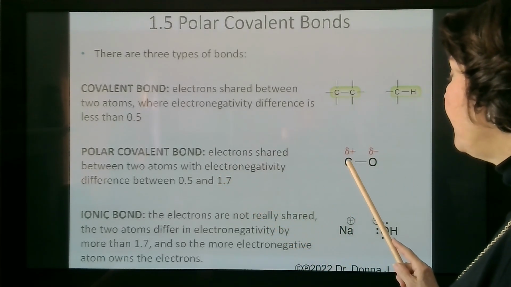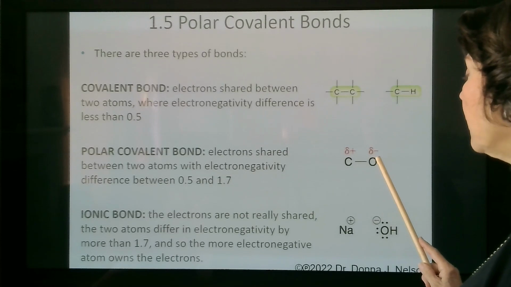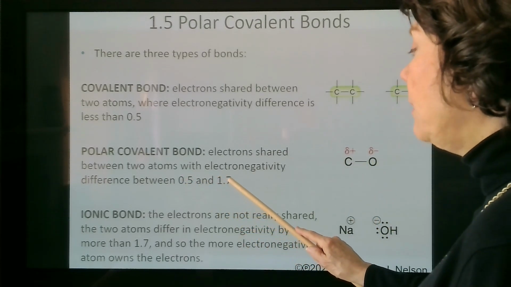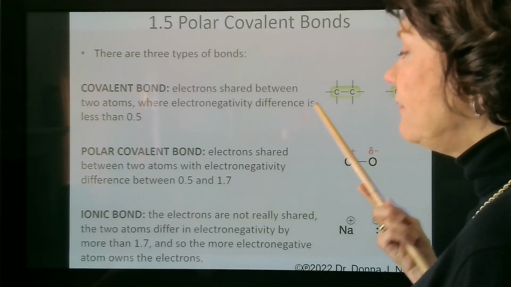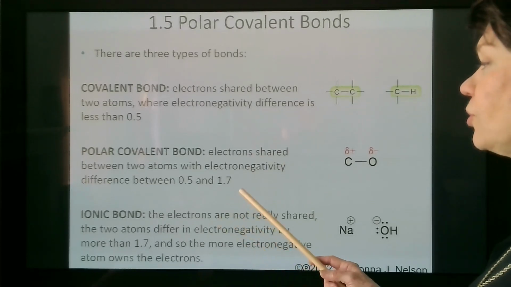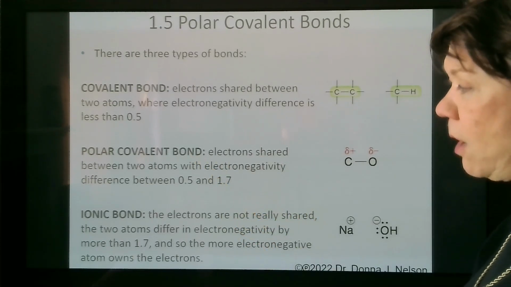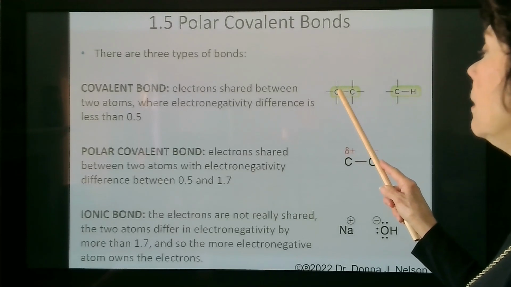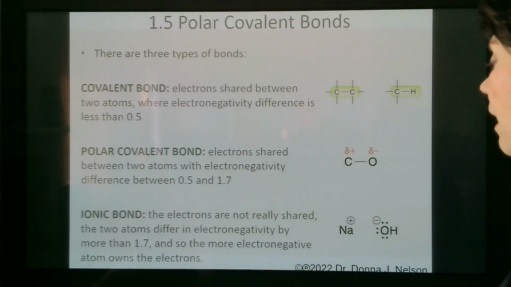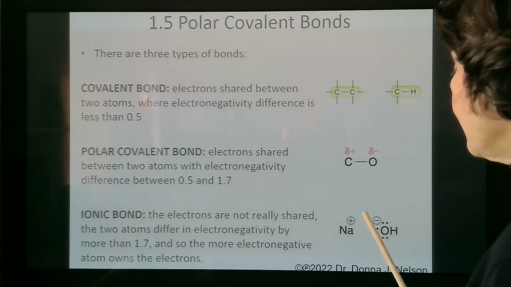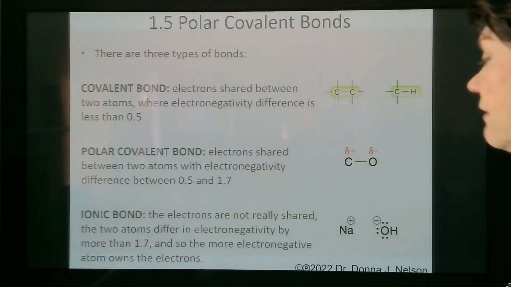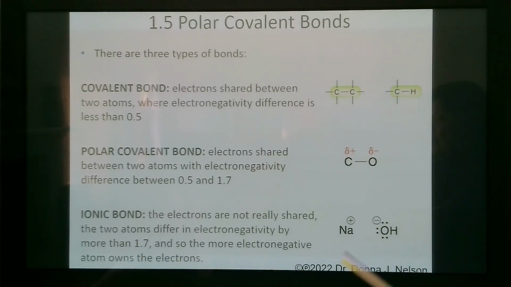So you simply look up the electronegativities of these numbers and see what the difference is between them. If the difference is between 0.5 and 1.7, then, and in organic chemistry, most of the bonds are indeed polar covalent bonds, or in the carbon skeletons, they may be covalent bonds. Ionic bonds are where the 2 atoms differ in electronegativity by more than 1.7. This would be an ionic bond.